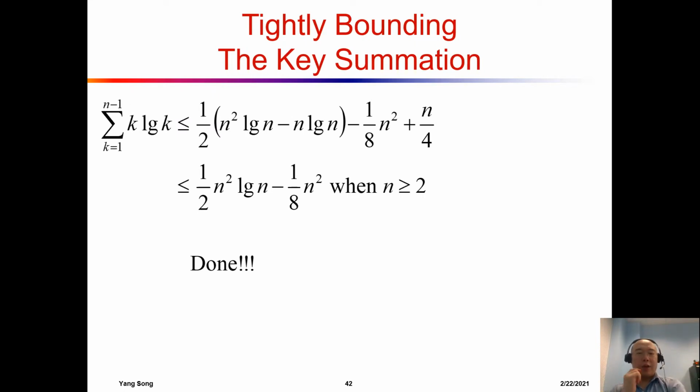Okay, so eventually we are able to prove that the sum of k log k for all the k values from 1 up to n minus 1 is greater than this part. And this is the part we plug into our formal proof earlier.